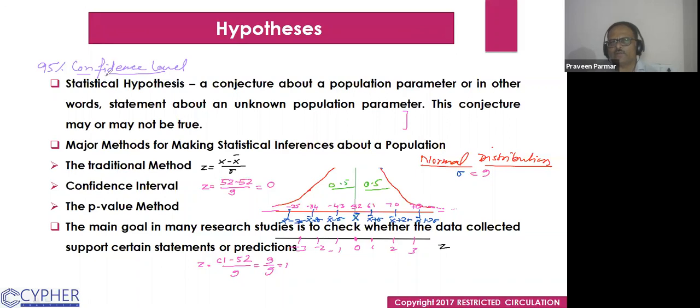With 95% you have confidence that your null hypothesis is true. Your statement is true. So the 5% is the level of significance. Because we subtract 95 from 100, we get the 5% level of significance. Now I will explain this.